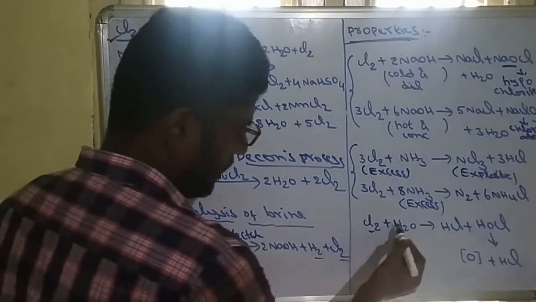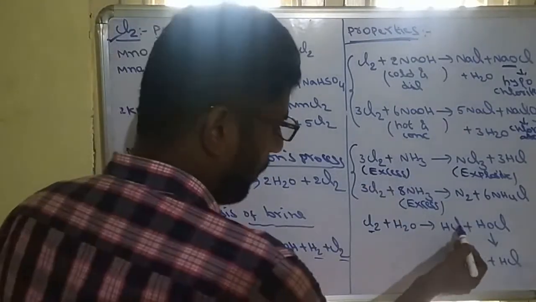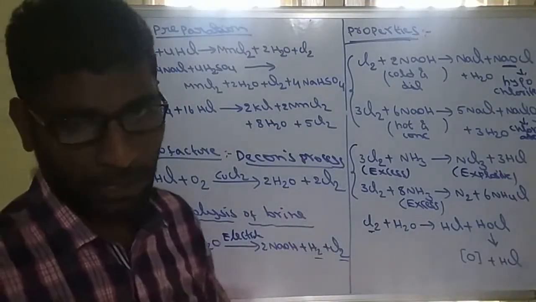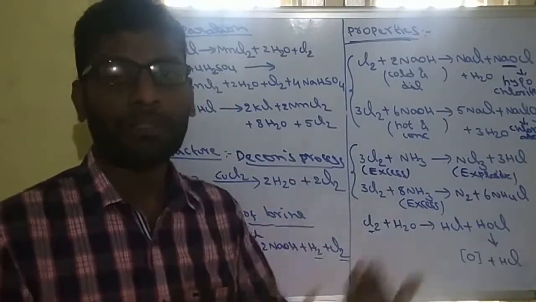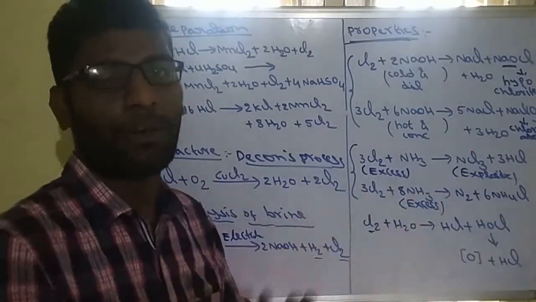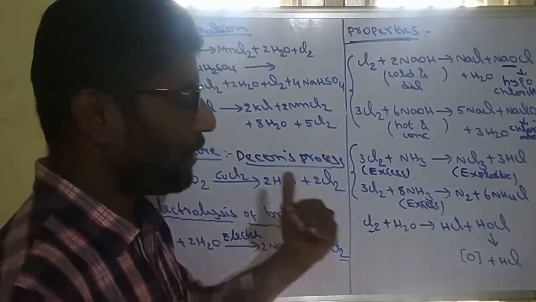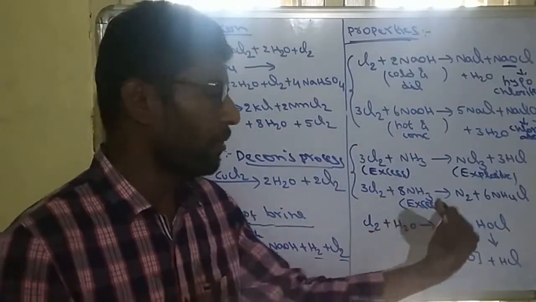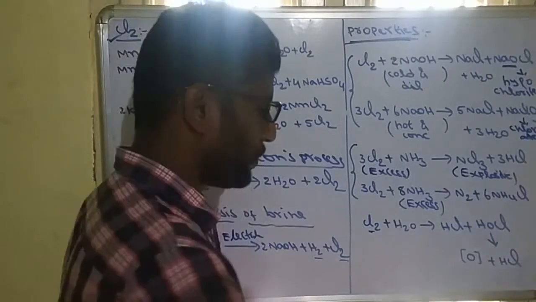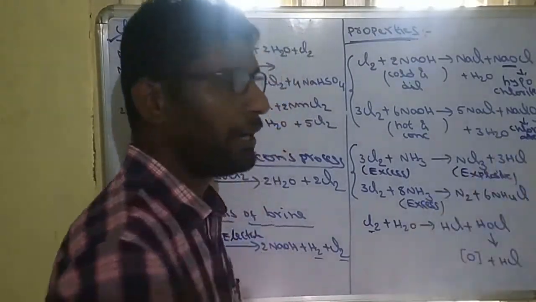Similarly, if chlorine combines with water, it forms HCl and HOCl. This is called chlorine water. On long standing, chlorine water loses its color. We already saw that chlorine is greenish yellow, but on long standing chlorine water loses its color. The reason is the formation of HCl and HOCl.